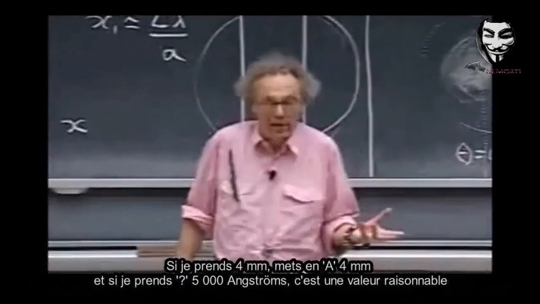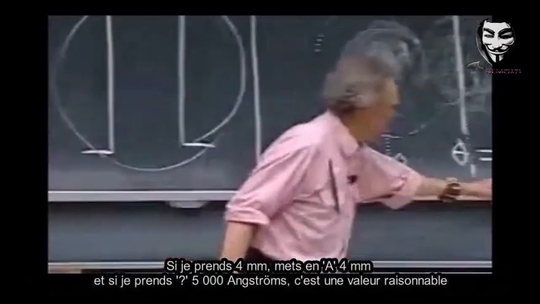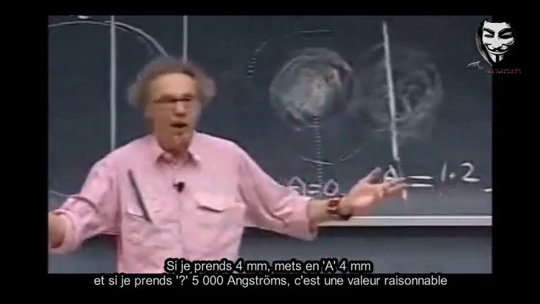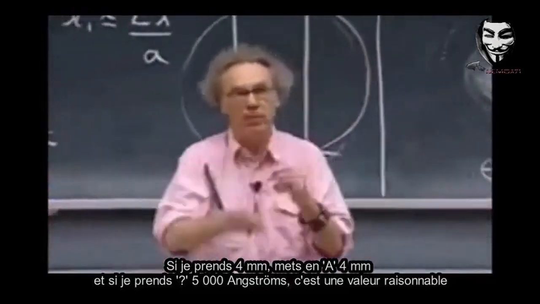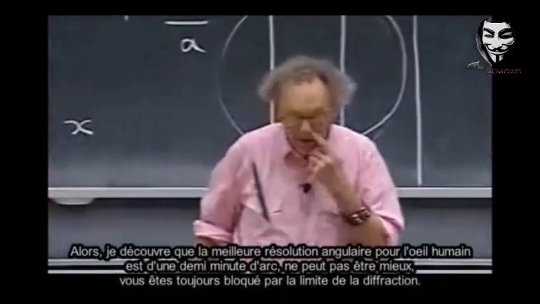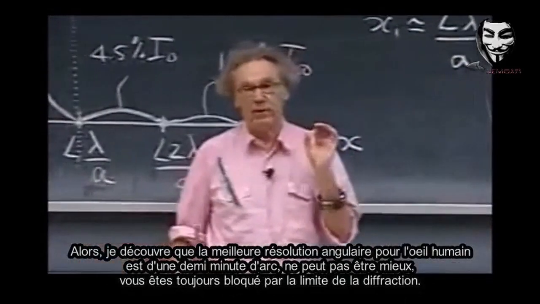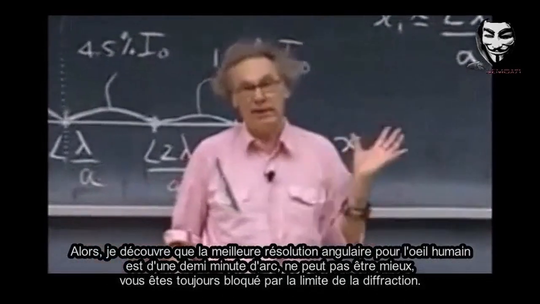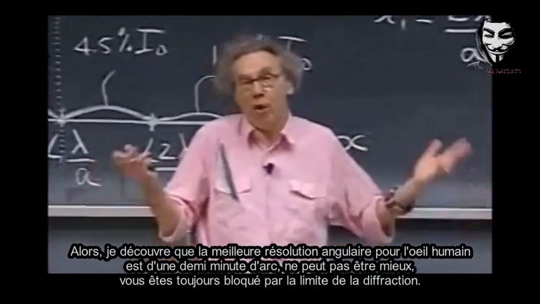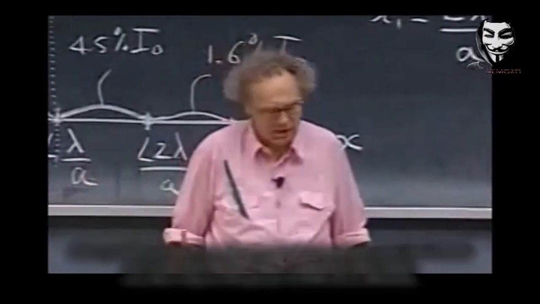If I take 4 millimeters, so I put in for A 4 millimeters, and if I take lambda 5,000 angstroms, it's not an unreasonable value, then I find that the best angular resolution of a human eye is half an arc minute. Cannot be any better. There's just no way around it. You're always stuck with the diffraction limitation.